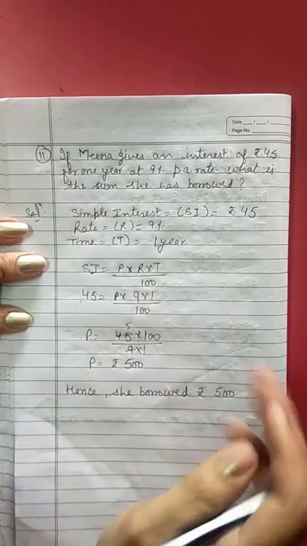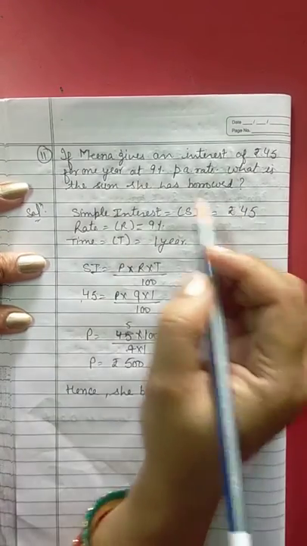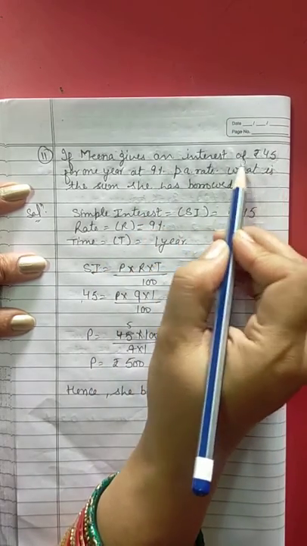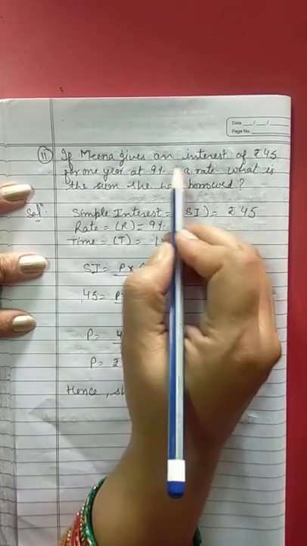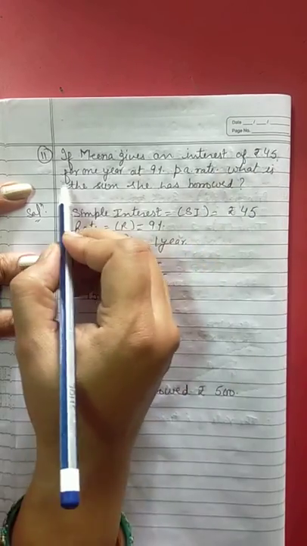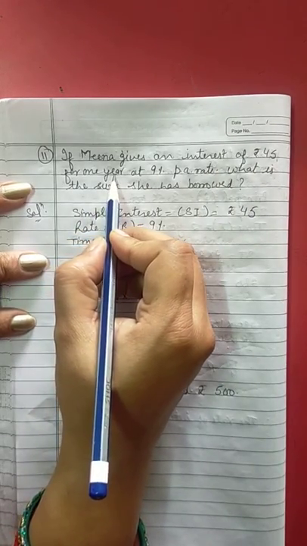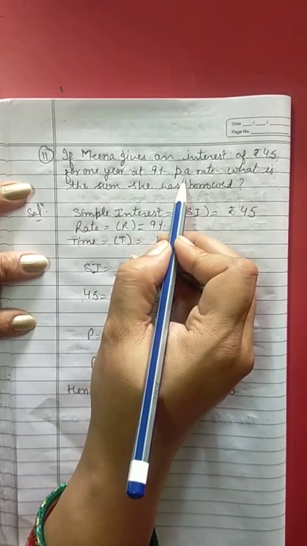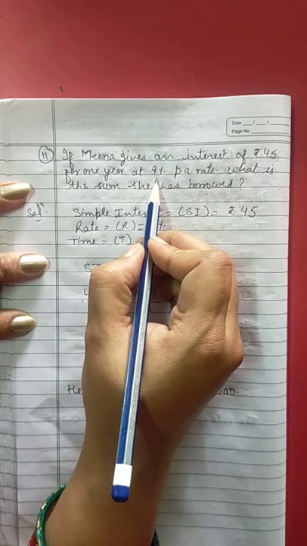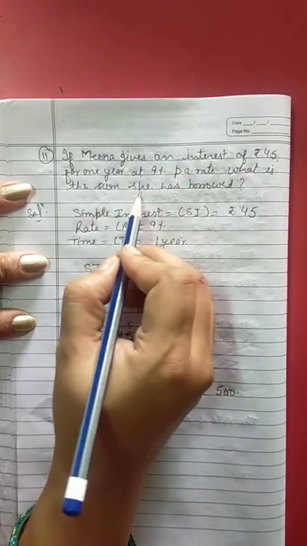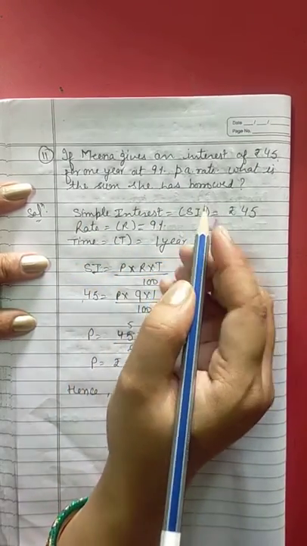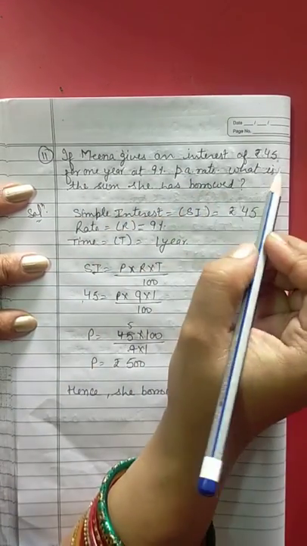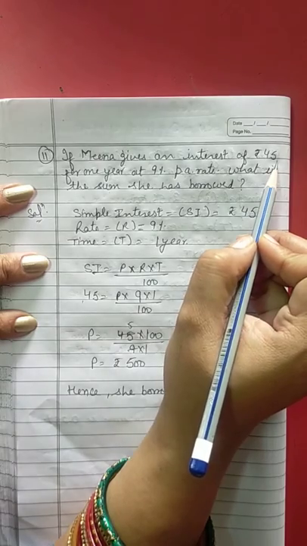Now see the next sum, question number 11. What is given to us? If Meena pays an interest of rupees 45 for 1 year, that means the time is 1 year only, at 9% per annum rate, meaning the rate percent is 9%. What is the sum she has borrowed? Meaning they want to know how much money she has borrowed, on which she pays extra 45 rupees as interest.